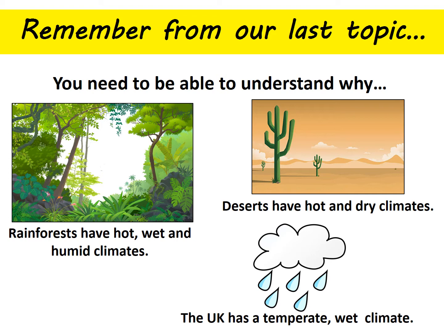You needed to be able to understand what happens in the atmosphere and how heat transfers from place to place, because you need to understand why rainforests have hot, wet and humid climates and deserts have hot and dry climates, and why the UK has the temperate climate that we have. So where we have seasons, we have hotter periods like we're having at the moment, cooler periods, and why we don't tend to have particular extremes of temperature.